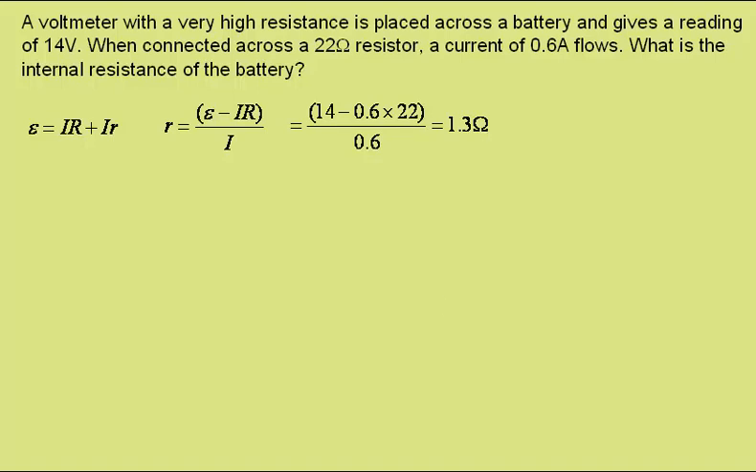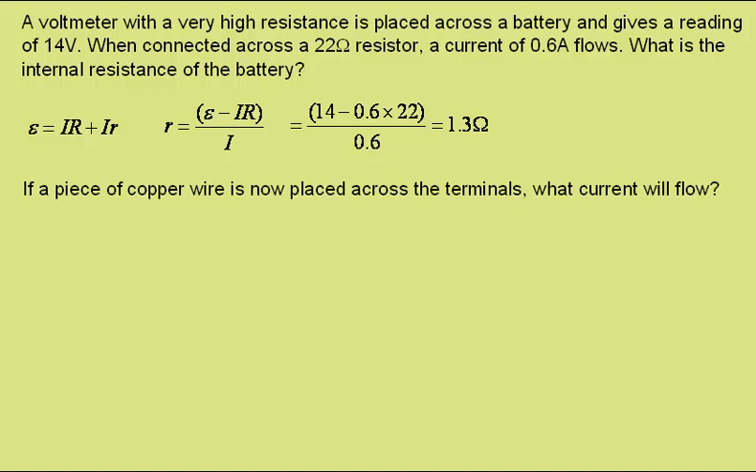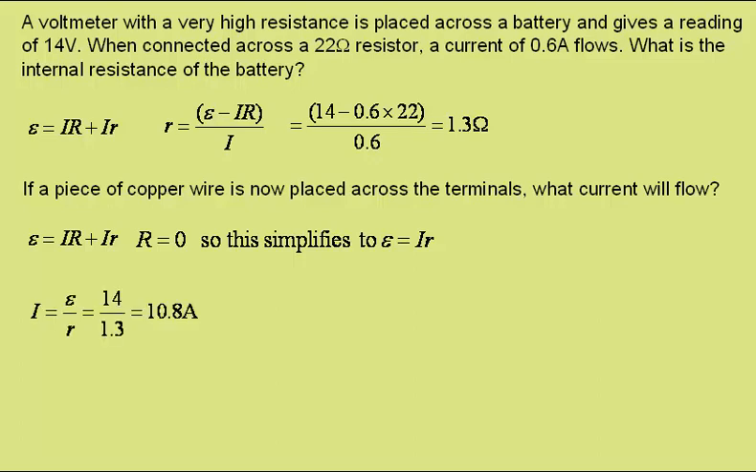Now for the second part of the question, if a piece of copper wire is now placed across the terminals, what current will flow? Well, copper wire has a very low resistance, so we can assume that the battery has been short-circuited. And so from this term, the resistance is 0, and this simplifies to EMF is equal to current multiplied by internal resistance. We can rearrange that to get the current equal to the EMF divided by the internal resistance, which is 14 volts divided by 1.3 ohms, giving a current of 10.8 amps.